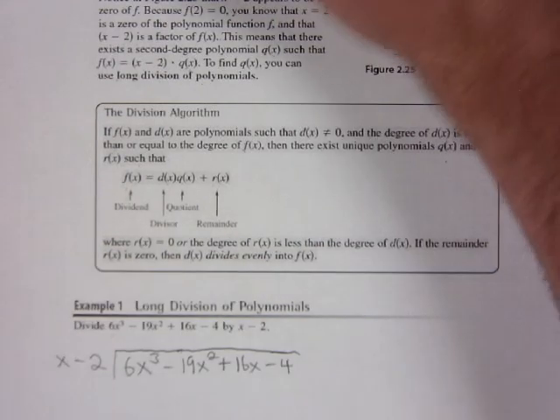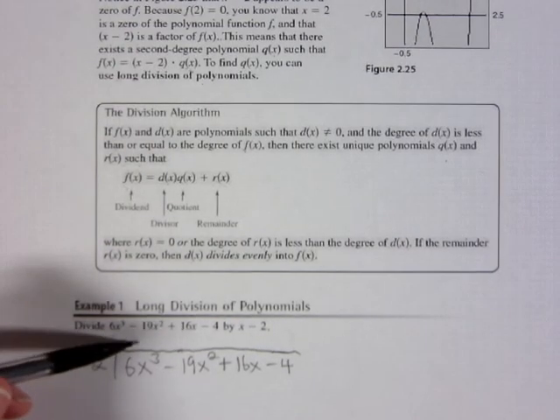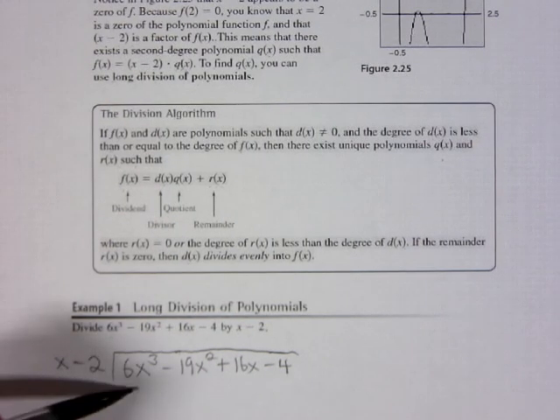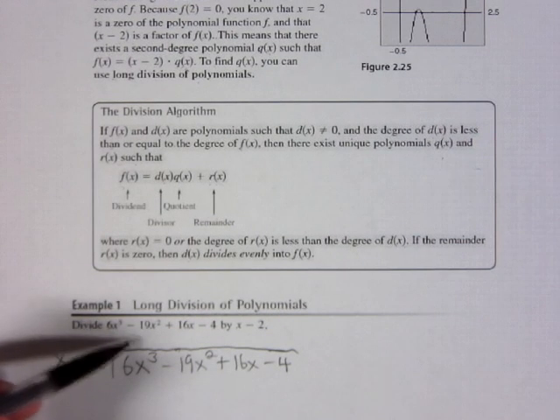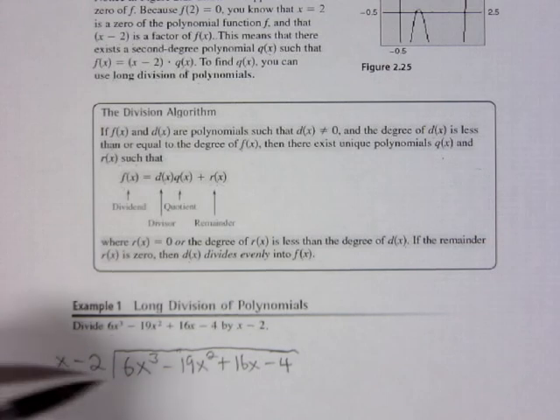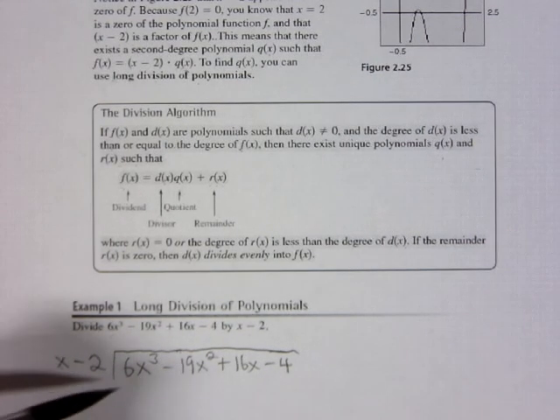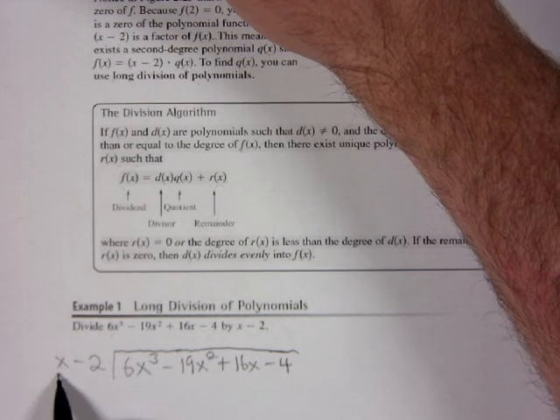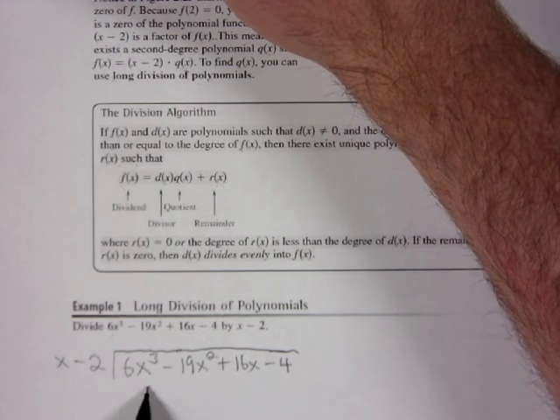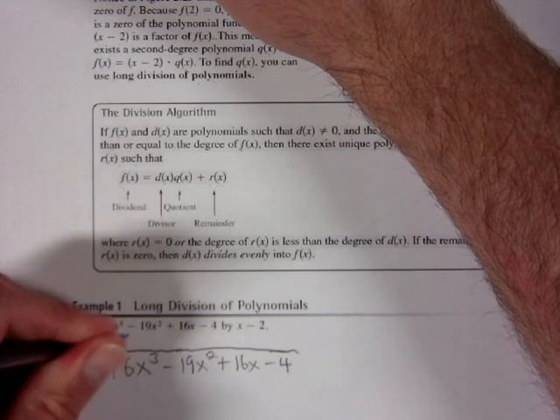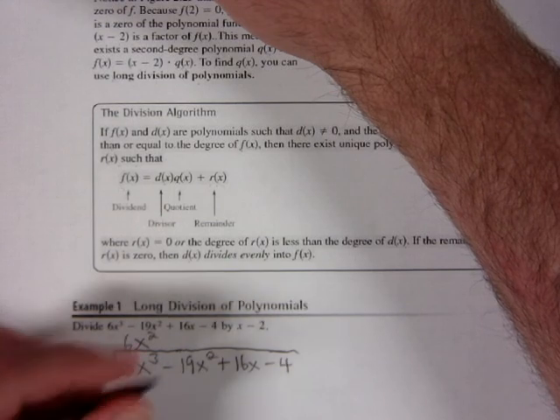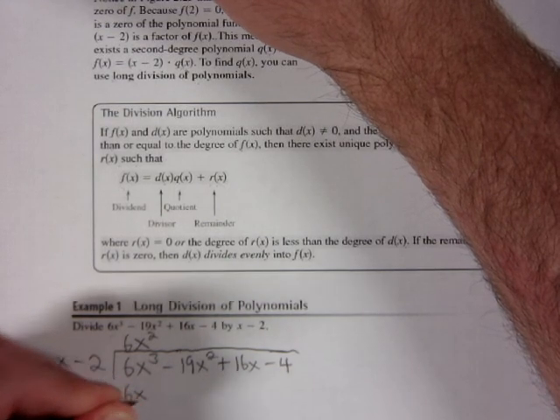Now, here's the key. In long division, you want to put up here what you can multiply this by to get this to disappear when you subtract it. So you're trying to multiply something here that would cause this first term to be the same as this term, because when you subtract them off, they'll disappear. So in other words, how can I make x into 6x to the third? Well, I would need to multiply it by 6x squared. All right, so 6x squared times x is 6x to the third.